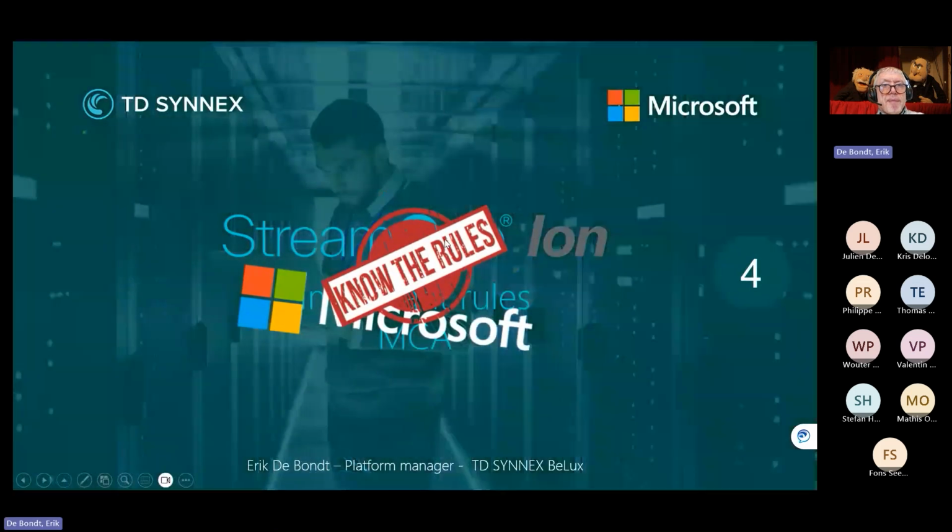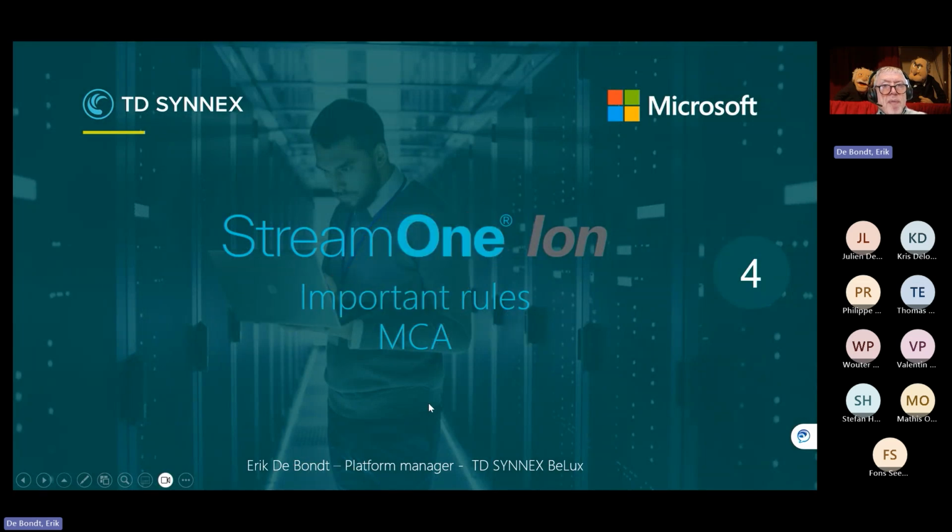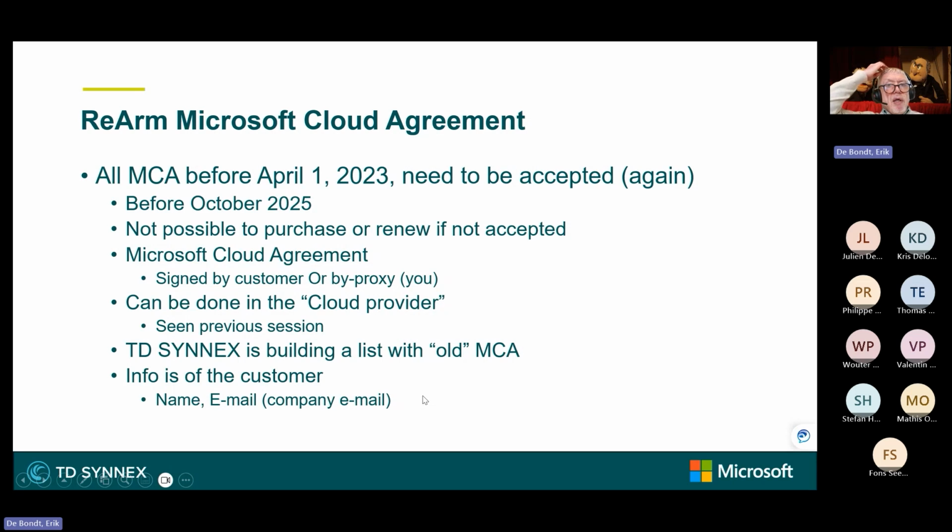Rule number 4. We get even more time. This is still the October timeframe. It's the MCA, the Microsoft Cloud Agreement, also called the Customer Agreement, which basically says if your customer accepted the MCA before April the 1st, 2023, it needs to be accepted again. Why? Between April 1st and now, Microsoft changed the T&Cs to use CSP licenses.